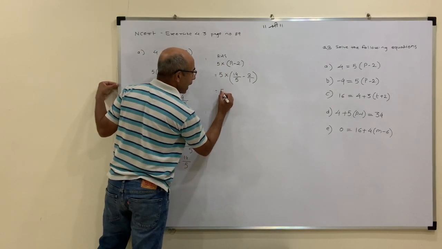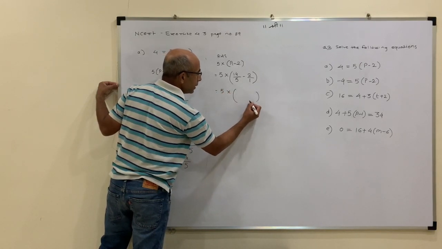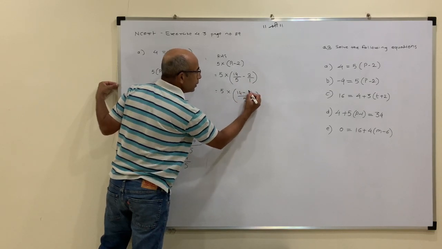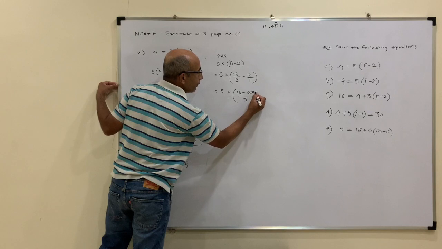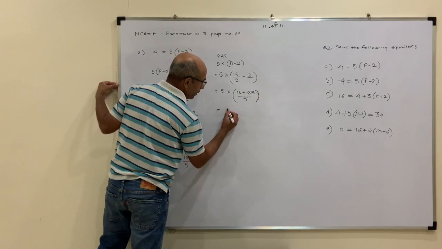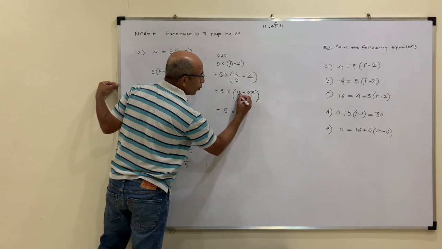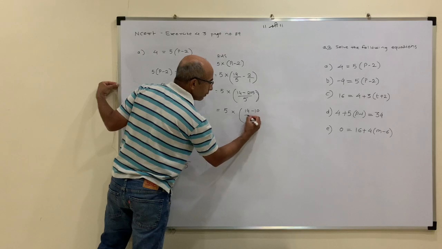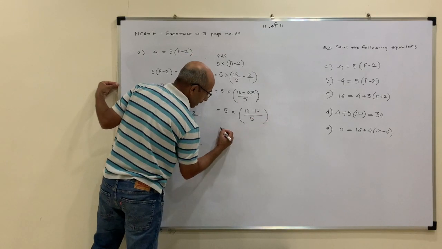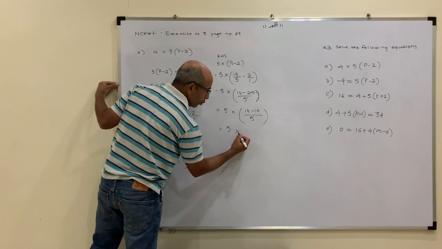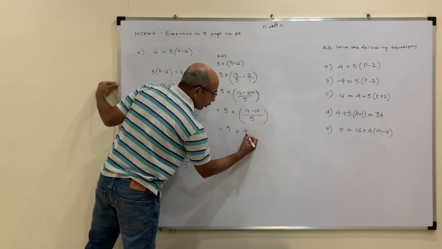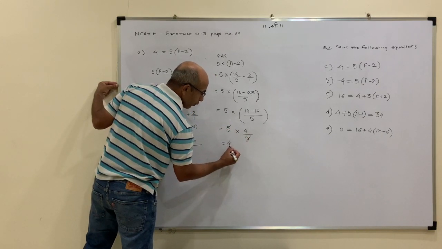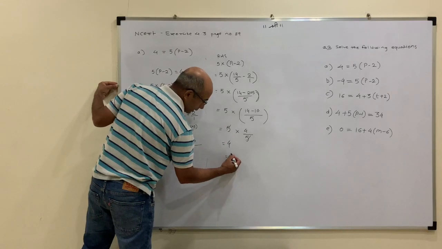So that's equal to 5 into, my LCM here is 5. So 14 minus 2 into 5. So the next step will be 5 into 14 minus 10, divided by 5. So my next step will be 5 into 14 minus 10, 4 divided by 5. So 5 gone. So the answer is 4, which is equal to LHS.